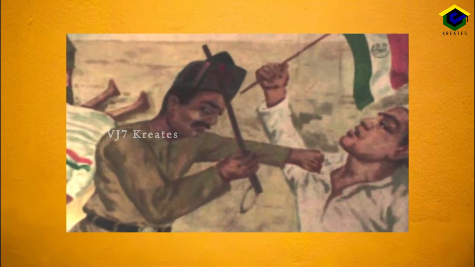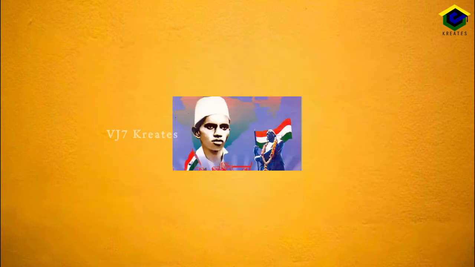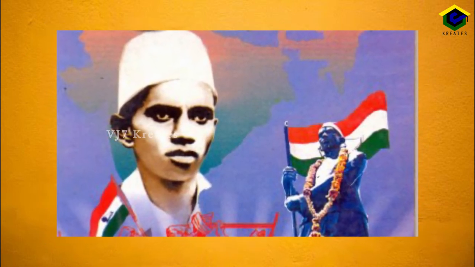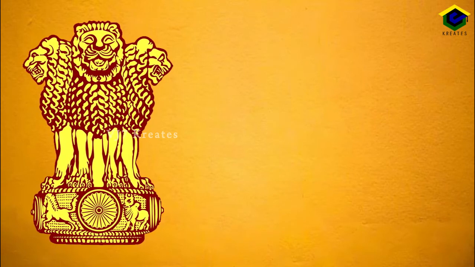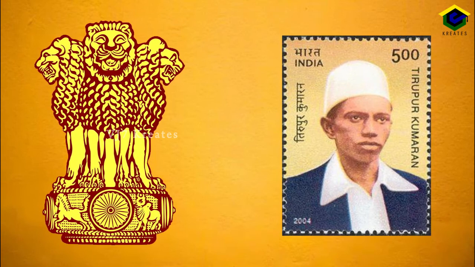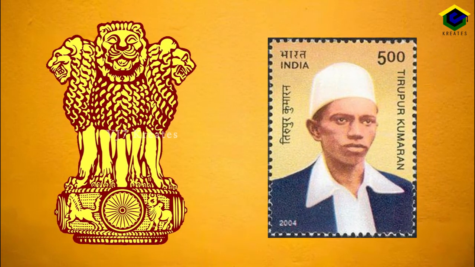He held on to the Tricolor Flag even when he died. He was honored with the title Kodi Katha Kumaran. The Government of India has released a postal stamp on his centenary year to remember Tirupur Kumaran's sacrifice and dedication to the nation.